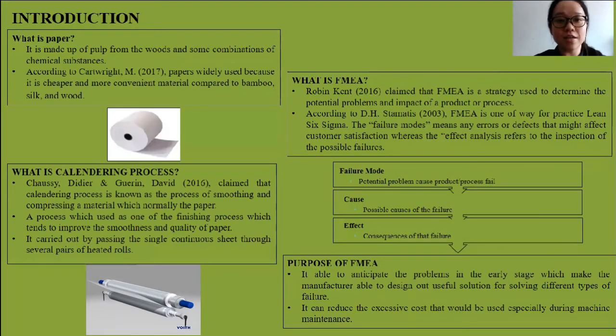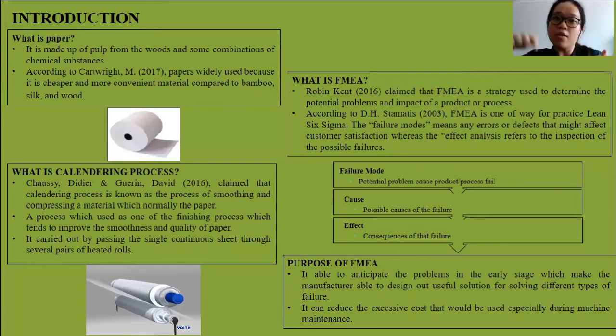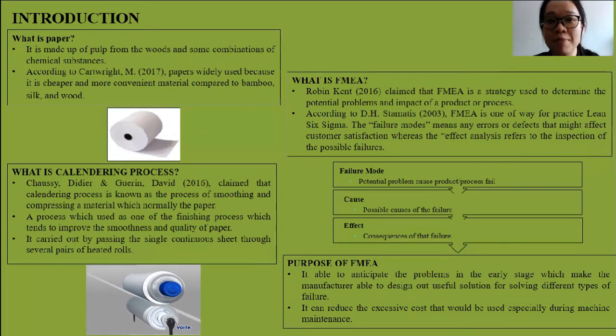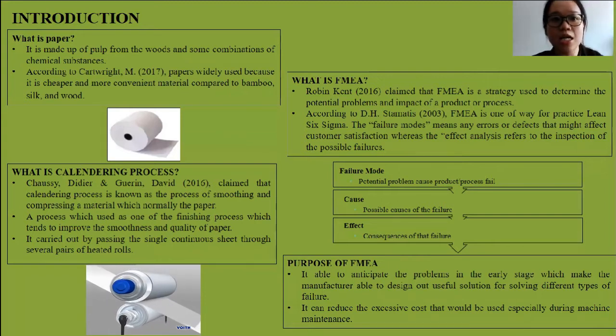Before I further kickstart my discussion today, first of all, I would like to ask you all one question. Do you all even know what paper is? Maybe you can imagine paper is a piece of material that enables someone to write or record something on it. Basically, paper is made up of pulp from wood and some combination of chemical substances. Based on the research of Carrick 2017, paper is widely used because it is cheaper and more convenient.